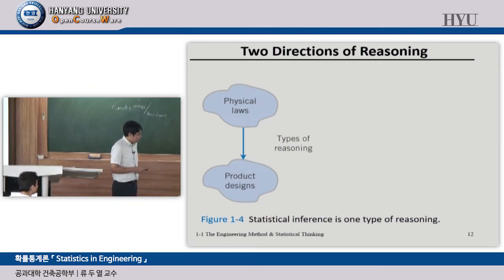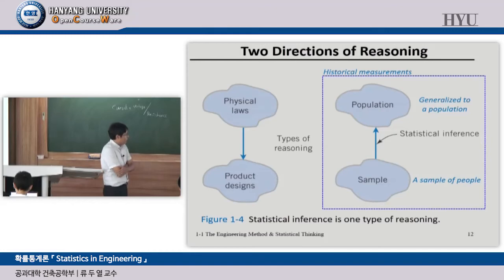This is one way to obtain reasoning regarding the statistics. And there is also another way to obtain the reasoning from the statistics. And this is another example. Based on a small sample of people, and by evaluating the sample of people, we can presume the performance or characteristics of the whole population based on statistical inference, 통계적 추론. So as you can see here, we can presume the performance or characteristics of the population from the small sample of people.